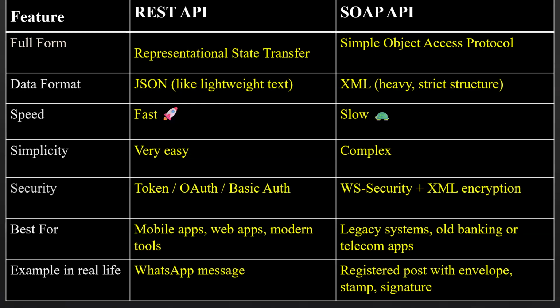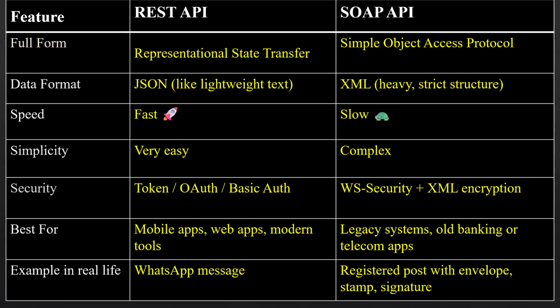Coming to SOAP security, it uses WS-Security. Standard SOAP message encryption can include digital certificates, signatures, timestamps, and encryption in the XML body. So it's very secure. For security, we can use SOAP APIs in banking projects, government projects, and some telecommunications projects.